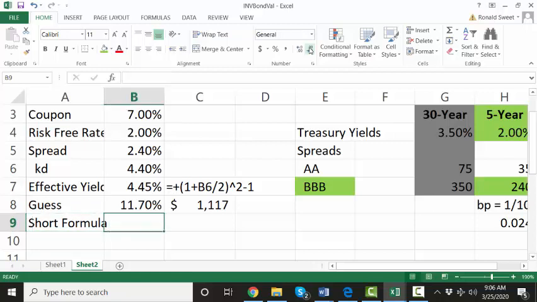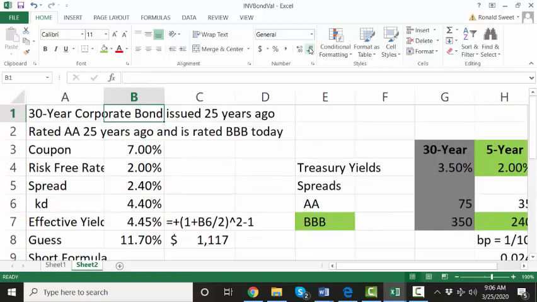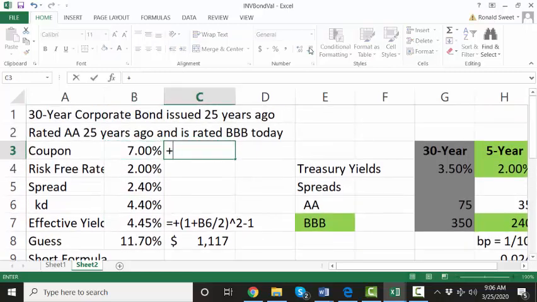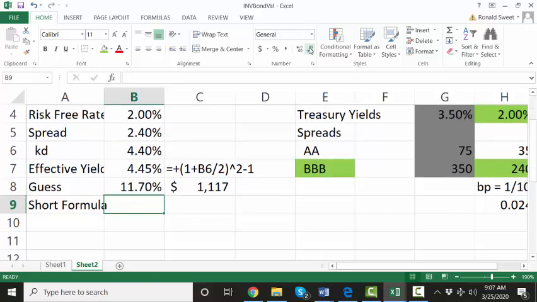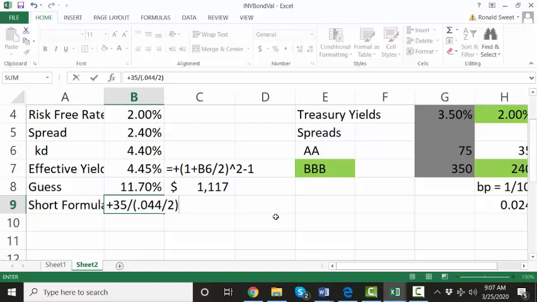The short formula, again, you don't have to use the guess and the short formula in the exam, but I'm going to go ahead and do it. My coupon is going to be $1,000 times 7%, but since it's paid twice a year, I divide by 2, so my coupon is $35. My short formula is I'm going to take $35 divided by 0.044 divided by 2. So you take the KD, don't use the effective yield here, use the KD because we're actually adjusting for that in our formula. Plus, I'm going to get $1,000, but I'm not going to get $35 forever, so I subtract that exact same thing out again.